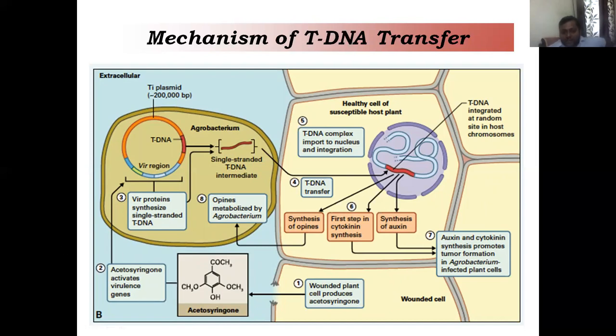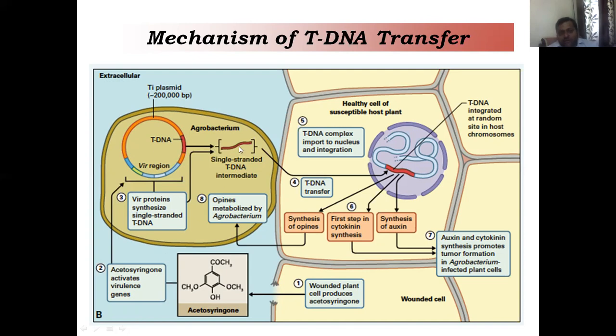So this is the wounded plant cell that produces acetosyringone. The very first step that happens is a wound, and this is secreting acetosyringone. Now this acetosyringone activates the vir genes, the virA first, and then subsequent vir genes are activated. So the vir proteins synthesize single-stranded T-DNA. This is the Ti plasmid present inside the Agrobacterium, having the T-DNA, and one of the vir genes causes a single-stranded T-DNA to be formed, which is an intermediate.